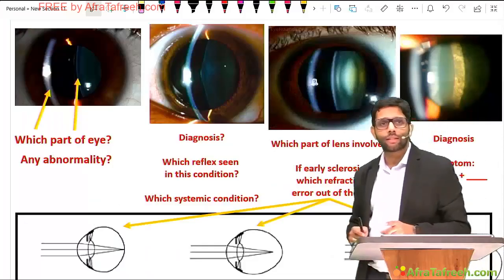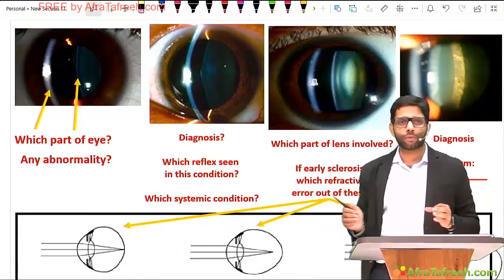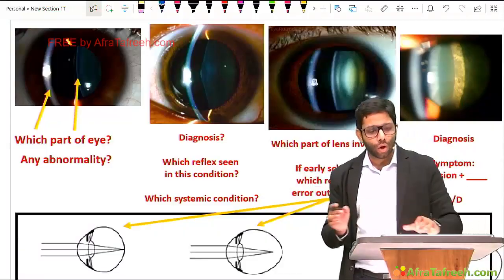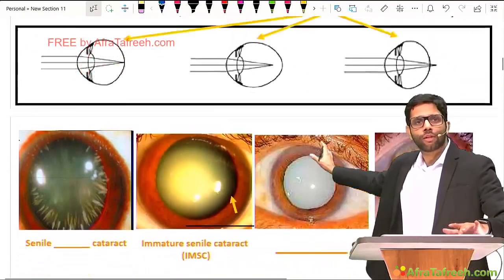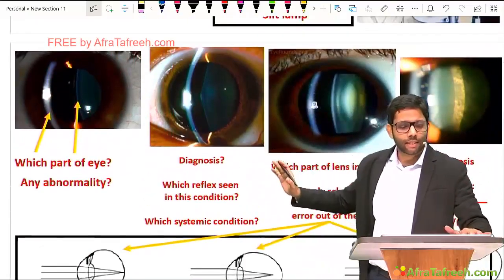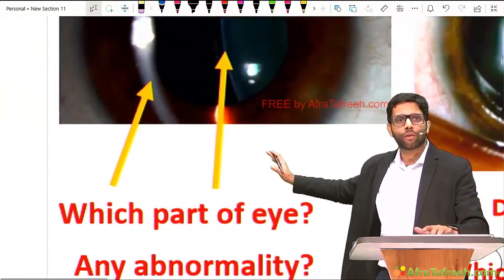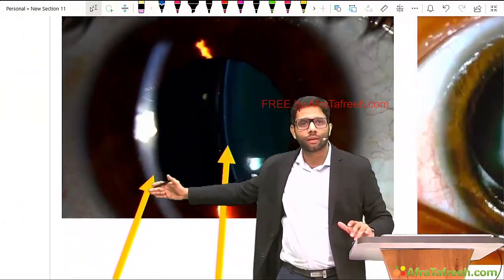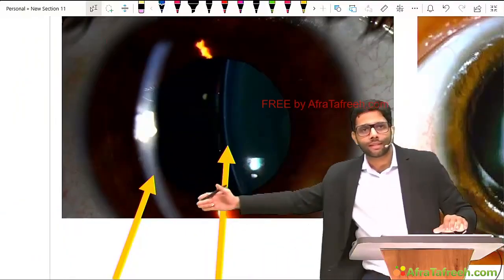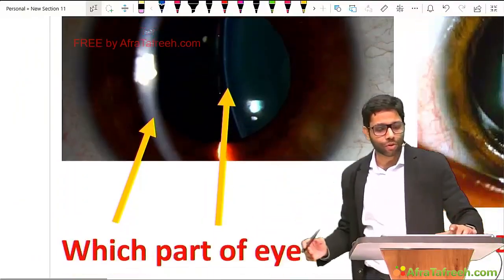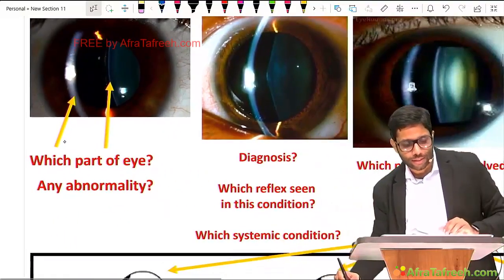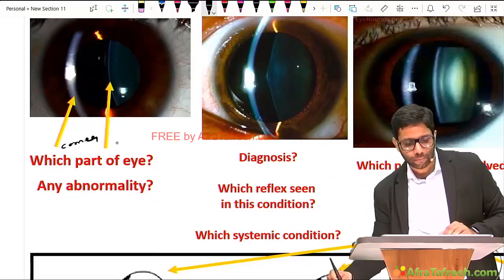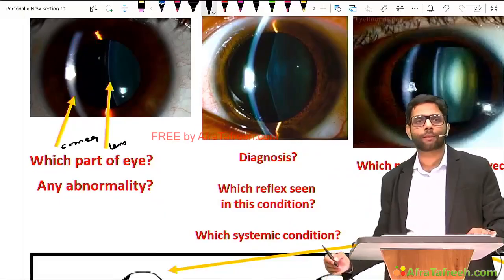So now let us see all four pictures I've given from the slit lamp. With a slit lamp can we have a slit picture or a diffuse picture? This is a diffuse picture. This is a slit picture. Let us see one by one. Let me zoom it. Which part of the eye is being shown over here? If you throw a light, this is at the surface of the cornea. So this is your cornea and this part is your lens.